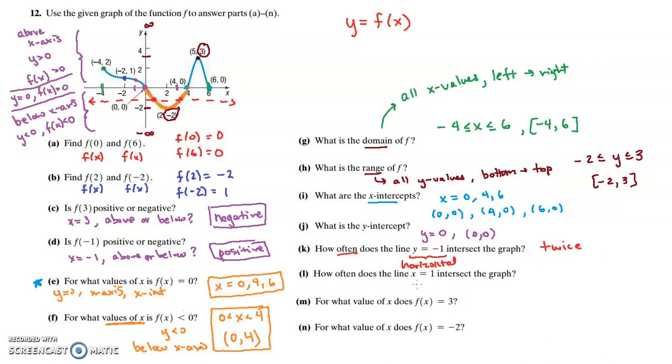How often does the line x equal 1 intersect the graph? This is a vertical line at 1. So x equals 1 is right here. Vertical line looks like this. And that's going to intersect 1 time. And remember, if it's a function, it can't intersect more than once. So if you're talking about functions, it should be 1 or none for any vertical line.